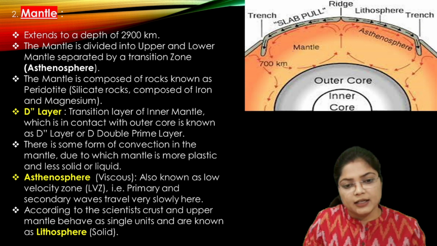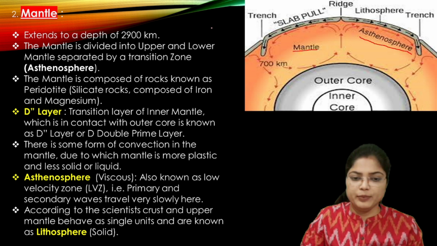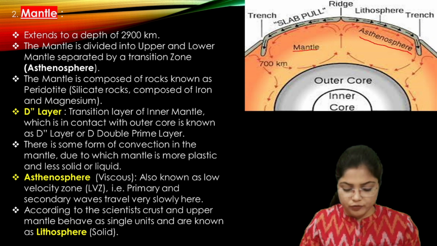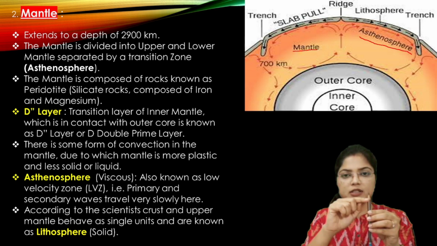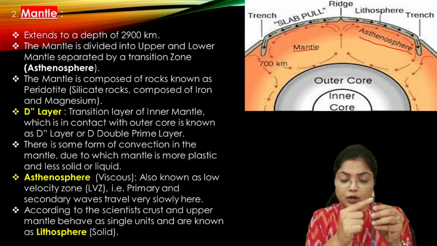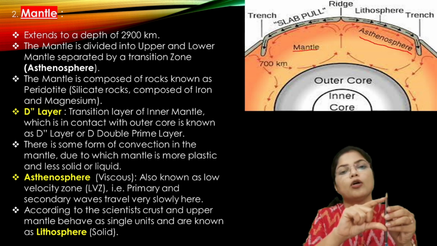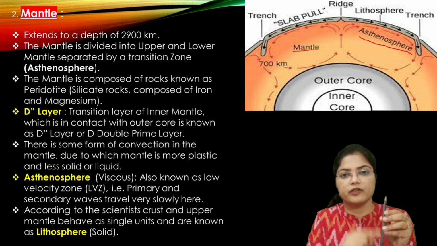Here you can see this is the mantle and this is asthenosphere. Okay, so what happens here? It extends up to the depth of, suppose this is crust, it extends up to the depth of 70 or 100 kilometer. Then from 100 kilometer to 2900 kilometer, it is all about mantle. This whole area is covered by mantle layer.